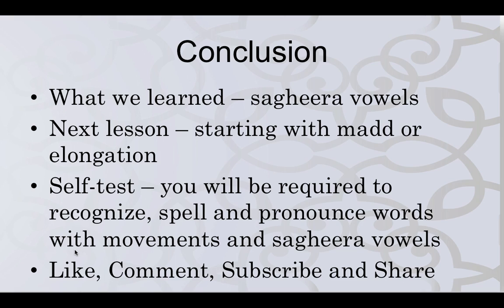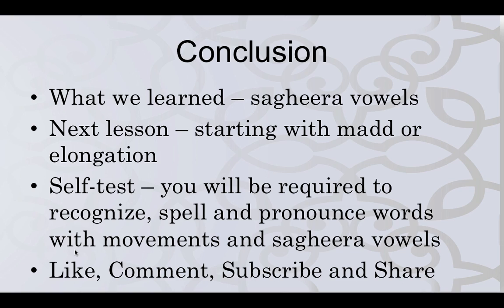Okay, so in conclusion, what did we learn today? We learned the three Sagheera letters, or the Sagheera vowels, which were Alif Sagheera, Waaw Sagheera, Yaa Sagheera. Whenever a fatha is followed by an Alif Sagheera, the fatha has to be pronounced equivalent to two movements. When a damma letter, a madmuma letter, is followed by a Waaw Sagheera, the damma has to be pronounced equivalent to two movements, and when a kasra letter is followed by a Ya Sagheera, then the kasra has to be pronounced equivalent to two movements. A maksura letter followed by a Ya Sagheera has to be pronounced with two movements.